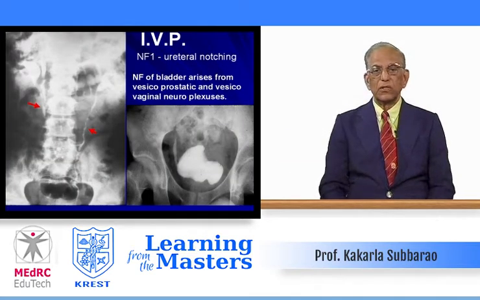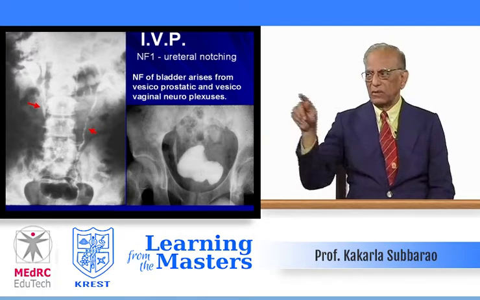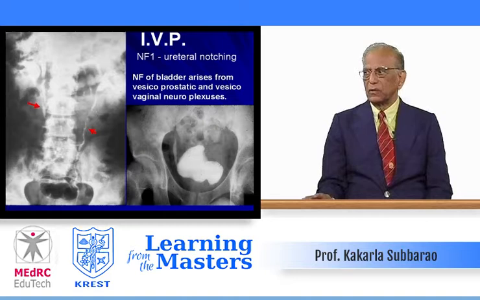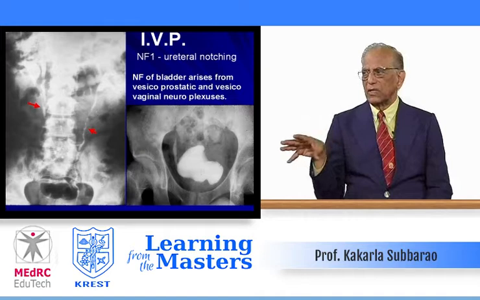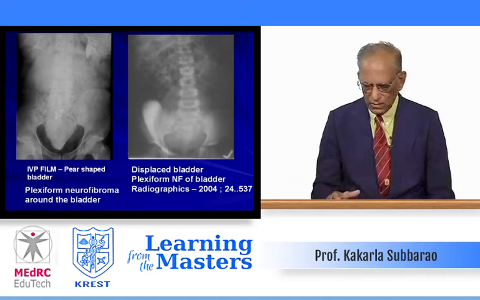And then genitourinary tract, IVP, ureteral notching due to multiple neurofibromata, and one on your right side, deformity of the bladder, elevation of the bladder, all due to the plexiform type of neurofibroma at the vesicoprostatic region, and in females, vaginal neurofibroma. Again, IVP films, one on your left, pear-shaped bladder, and one on your right side, entire bladder is displaced to the right side due to plexiform neurofibromatosis. Reference Radiographics 2004, volume 24.